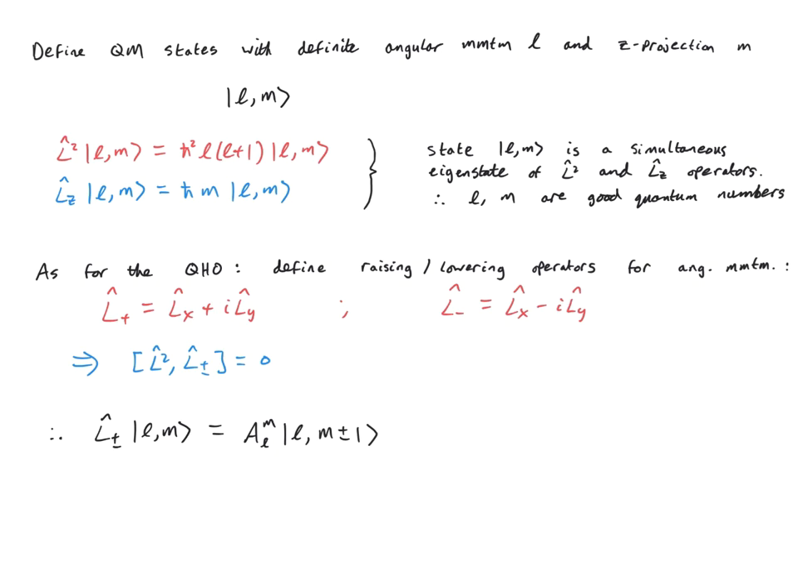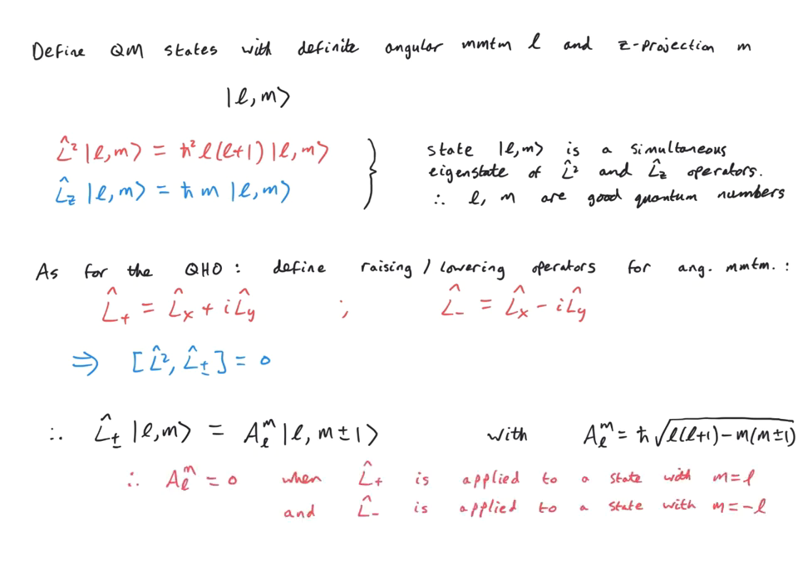The proportionality constant A_Lm, which connects these two, has a special form, and it's given by h bar multiplied by the square root of L(L+1) − m(m ± 1). So it depends whether we're using L plus or L minus, whether we take the plus or minus in this expression. The form of this is very important because we'll see that for certain values of L and m, the coefficient A_Lm goes to 0. That means that for certain states, we cannot further increase the m or further decrease the m.